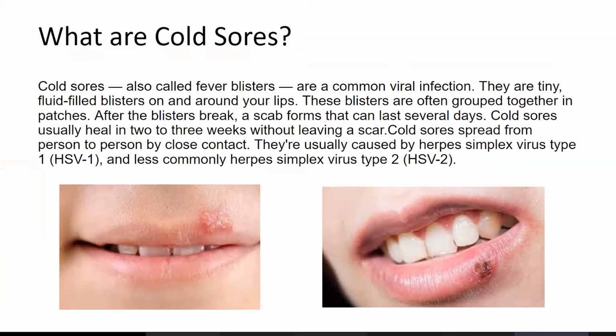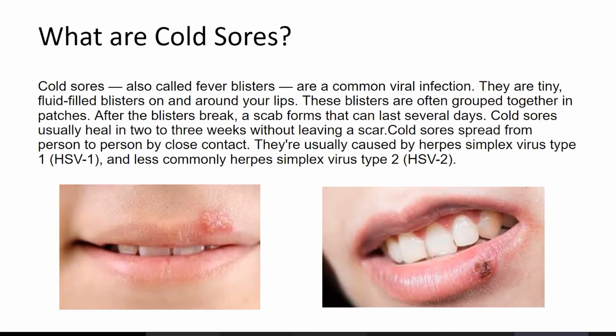They are a viral infection. They are tiny fluid-filled blisters on and around your lips. Basically, a virus that attacks the skin near your lips. A scab forms that can last several days. Cold sores usually heal in 2 to 3 weeks without leaving a scar. Cold sores spread from person to person by close contact. They're usually caused by herpes simplex virus type 1 and less commonly by herpes simplex virus type 2.